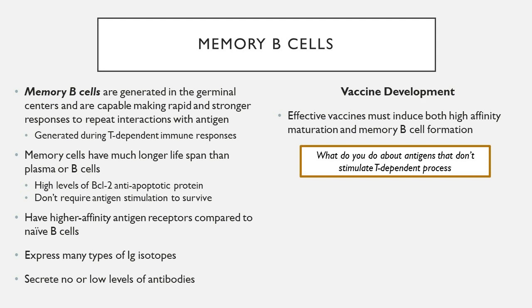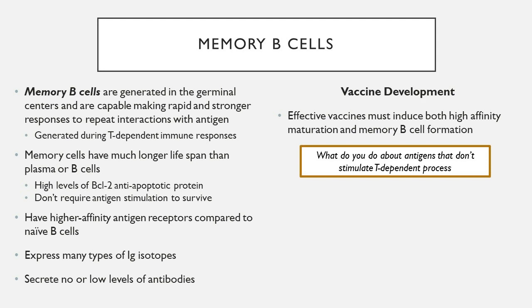Because they're made in the germinal centers, they typically have higher affinity antigen receptors compared to naive B cells. They've undergone isotype class switching, so they can express many types of Ig isotypes. And in comparison to plasma cells, they secrete no or very low levels of antibodies. So they themselves are not factories. They dedicate all their energy towards sustaining life and staying around for a long time until activated again, as opposed to plasma cells who spend an enormous amount of energy producing antibodies.